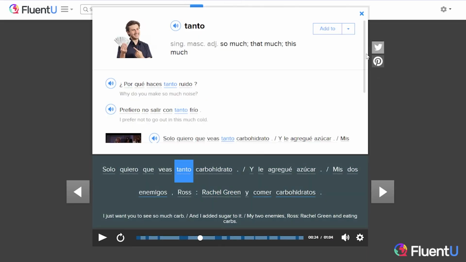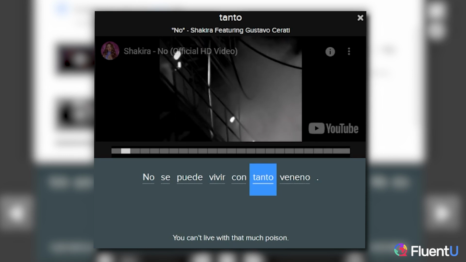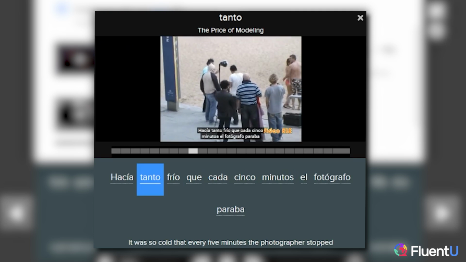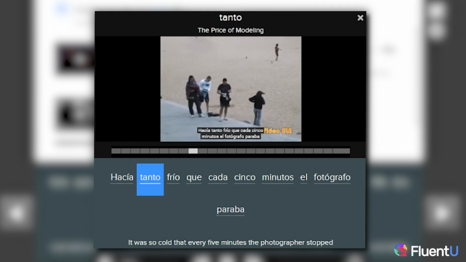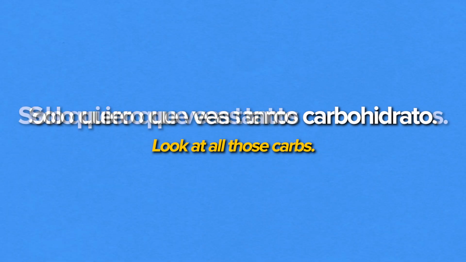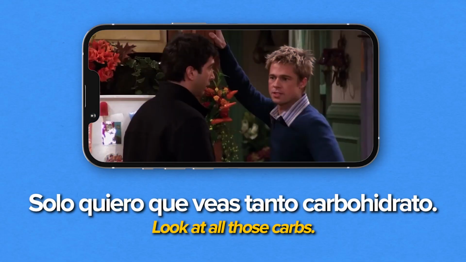The word tanto is used to indicate a quantity, specifically a big amount. It's similar to the English such or so many. We can click on this word in FluentU to hear how it's used in different scenarios. Hacía tanto frío que cada 5 minutos el fotógrafo paraba. Note in this case, as Will is speaking colloquially, it's acceptable for him to speak in a singular form about a noun that is actually countable. He said tanto carbohidrato instead of tantos carbohidratos, which would actually be the correct way of saying that.